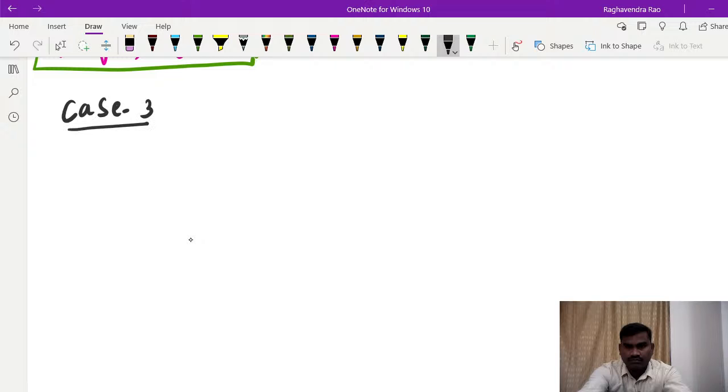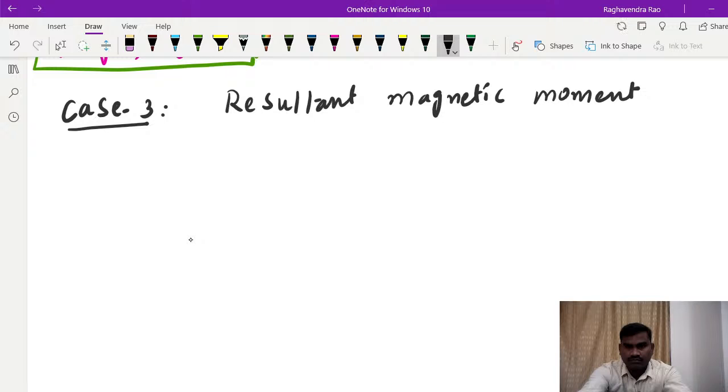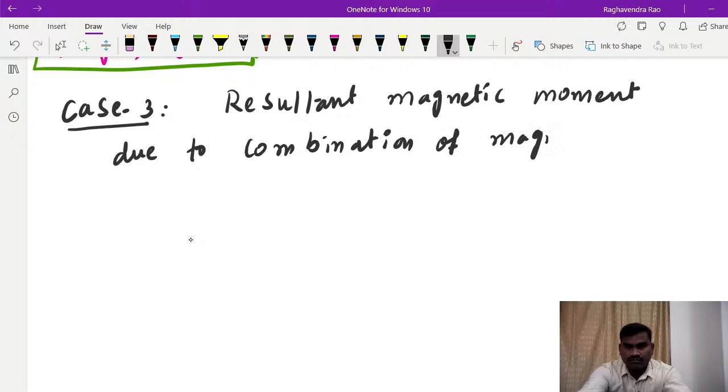Now case 3. Variation of resultant magnetic moment due to combination of magnets or bar magnets.